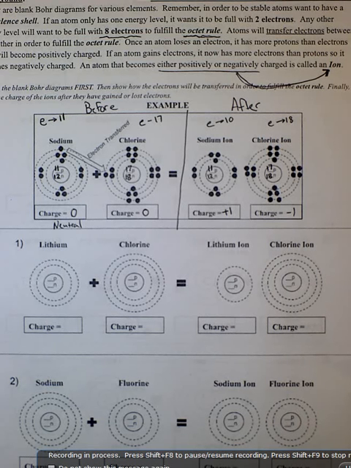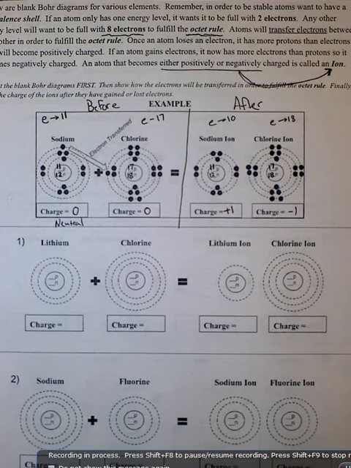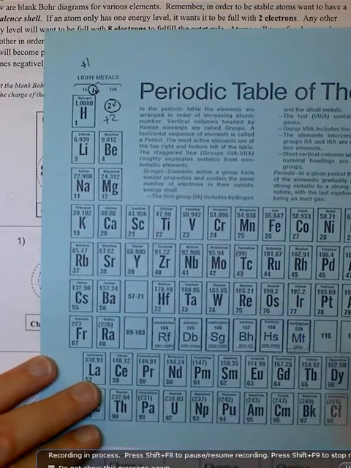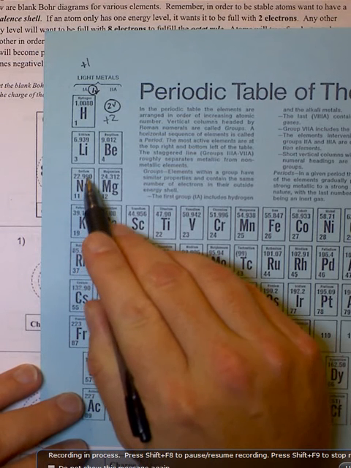Alright, so what we're looking at here is our electrons. Okay, so we have our before and after. First one we're looking at are two elements, sodium and chlorine. From the periodic table, we have sodium, two numbers, 11, 22.9, which we're going to round to 23.